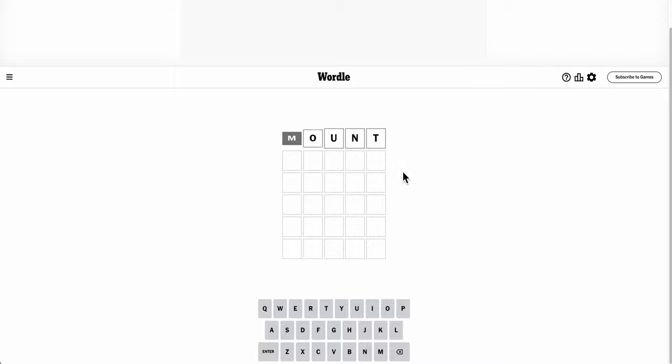Well, I might start with Mount, as in Mount Vernon, which was George Washington's estate in Virginia, and I get nothing out of that. Wow. Okay, so A, E, I, and Y.